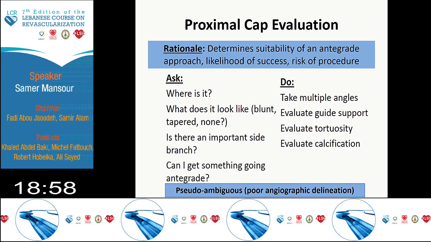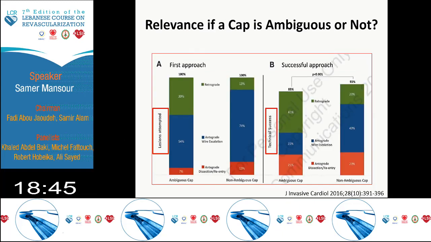Pay attention to the pseudo-ambiguity, and this is mainly related to the suboptimal angiogram that you will have initially. What you can do, you can take multiple angles, you can evaluate the guide support, the tortuosity, and the calcification to guide you. Why is it important? It's important because it will impact the strategies that you will use to succeed in the CTO PCI. We know when we have an ambiguous cap, then you have a higher rate of retrograde. We know that retrograde is associated with a bit higher rate of MACE complications. So it will impact the outcome of the procedure, and it will impact the success of the PCI by itself.